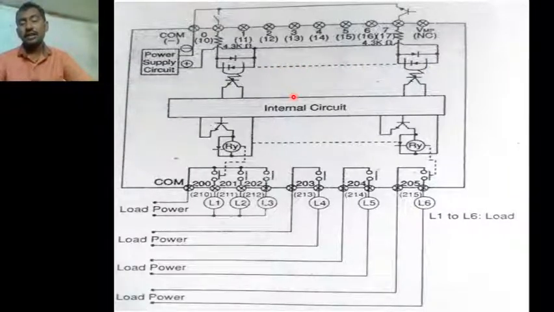Similarly, the output logic will also be isolated. Here also we represent only 2 isolators, that means 2 transistors. The output devices here are 200, 201, 202, 203, 204, 205. Here 200, 201 and 202 are used for the same load, that means L1, L2 and L3. Here are different loads: this one is the L4 load, this one is the L5 load, and this one is the L6 load.